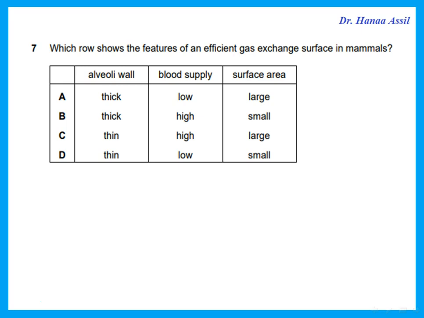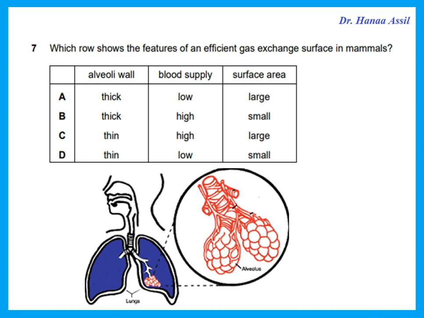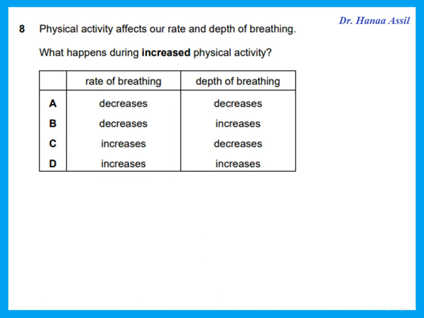Which row shows the features of an efficient gas exchange surface in mammals? Of course, when he talks about gas exchange surface in mammals, we're talking about the alveoli that are in the lungs. So what are the features of alveoli? Well, the alveoli wall has to be what? Thick or thin? It has to be thin. And I should have a lot of blood supply around the alveolus, and the alveoli have large surface area, so my answer is C.